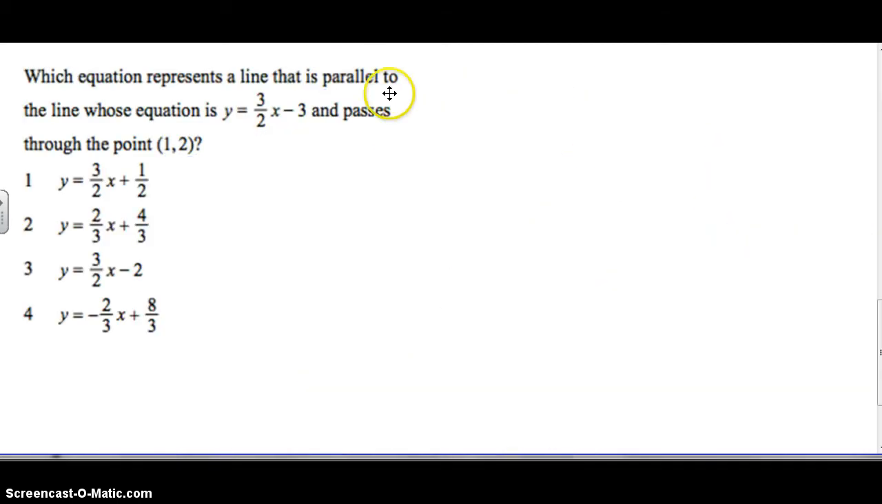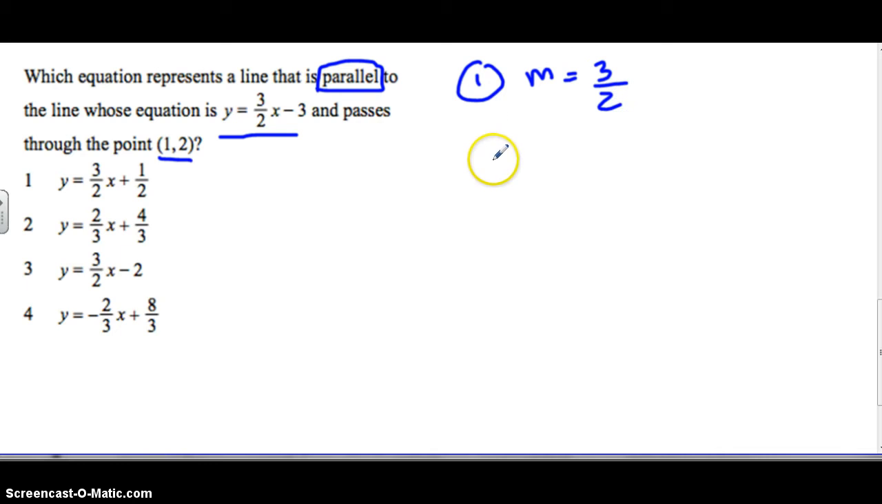Okay, so this is our third and final problem. We want to write the equation of a line that is parallel to the line whose equation is this and passes through (1, 2). So we know it has to be parallel. That's a key word here. So we know the slopes are going to be the same. The first thing we're going to do is identify the slope. M equals 3/2. Because it's parallel, it's the same.